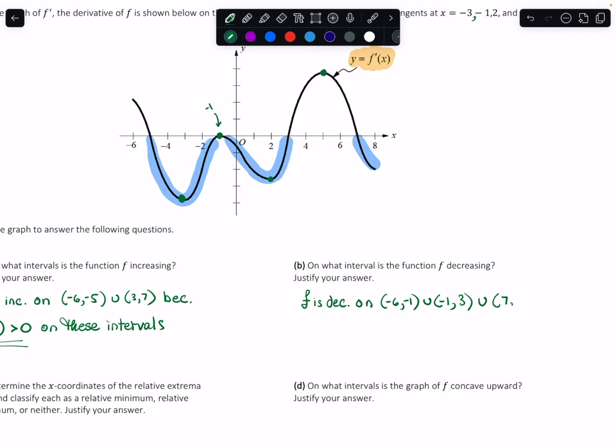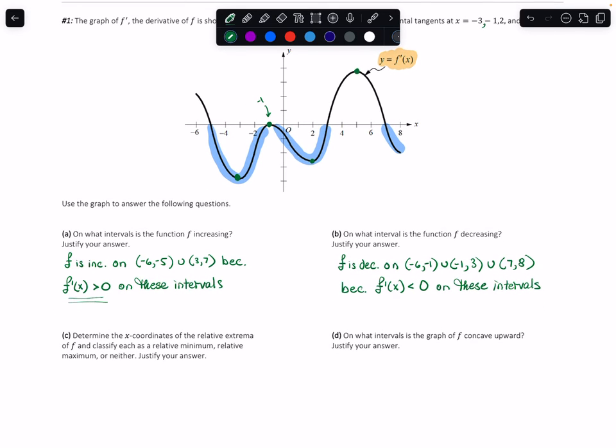7 to 8. I give a reason because f prime of x, the derivative, which is the graph you're looking at, is negative on these intervals. It's the same reason as last week, same reason I may have given earlier this week. It's because the derivative is negative.